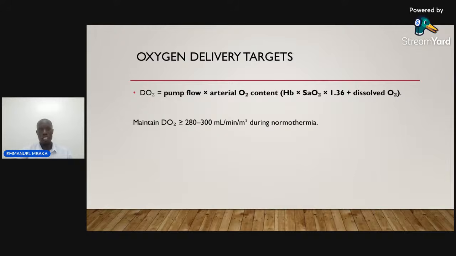So let's talk about oxygen delivery targets. There's a formula for delivery of oxygen. So there's pump flow times arterial oxygen content, and then in brackets there is Hb, times oxygen saturation, times 1.36, which is always a constant number, plus the dissolved oxygen. So you need to maintain your DO2 index above 280 to 300 mils per minute per meter square during normothermia. By doing this, you'll find that your patient will be well perfused and organs will be well perfused. Next slide.